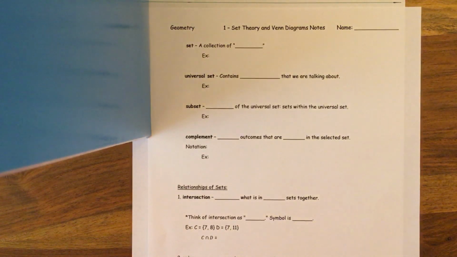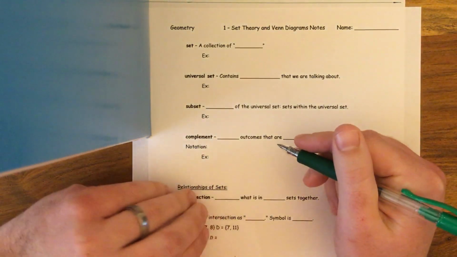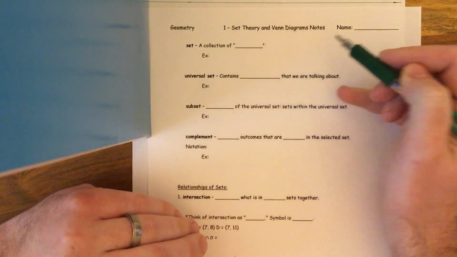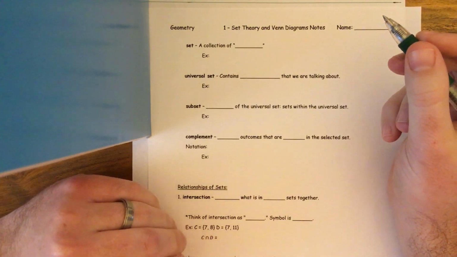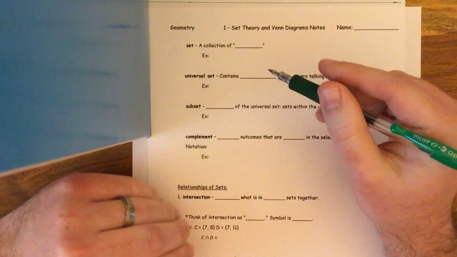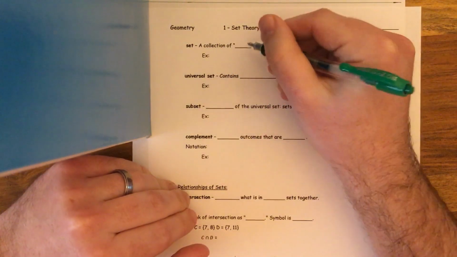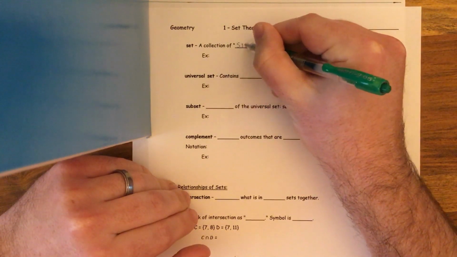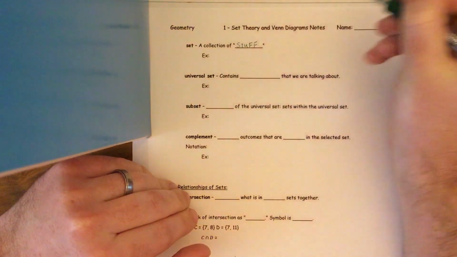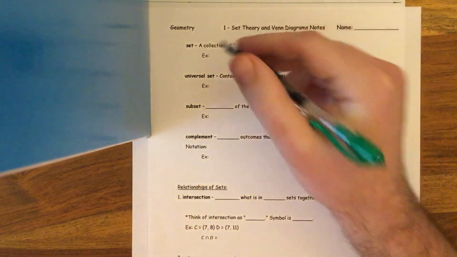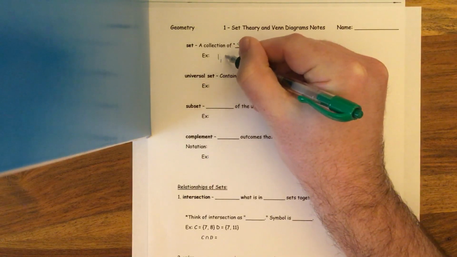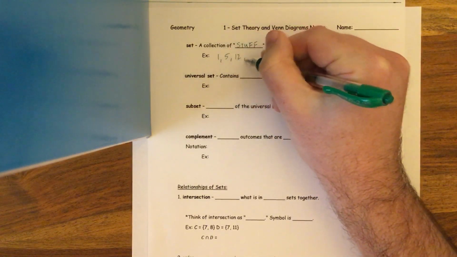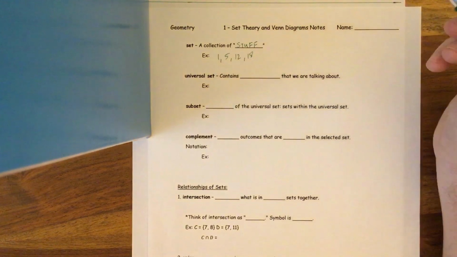And so we're just going to jump into some vocab. The first thing we're going to talk about is set theory and Venn diagrams today. This is a new unit. This is probability. The first of the four new vocab terms is set. A set is a collection of stuff or things. Doesn't sound very mathematical. This could be numbers. So we could have the numbers 1, 5, 12, 18. That could be a set right there.